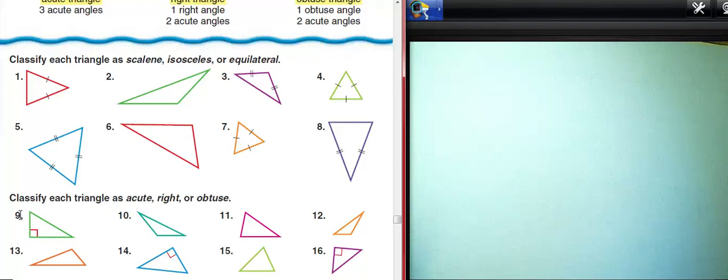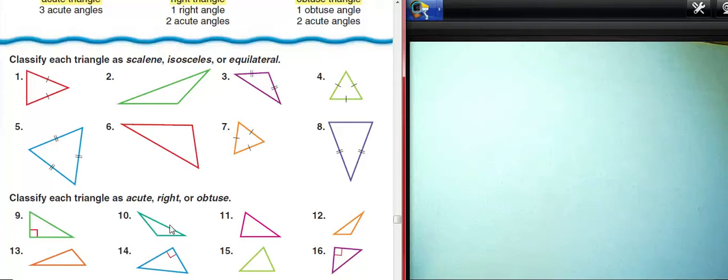Look at another example, number 9. Classify each triangle as acute, right, or obtuse. Triangle number 9, we have an angle, the measure of it will be 90 degrees. Then this triangle will be right. Right triangle.